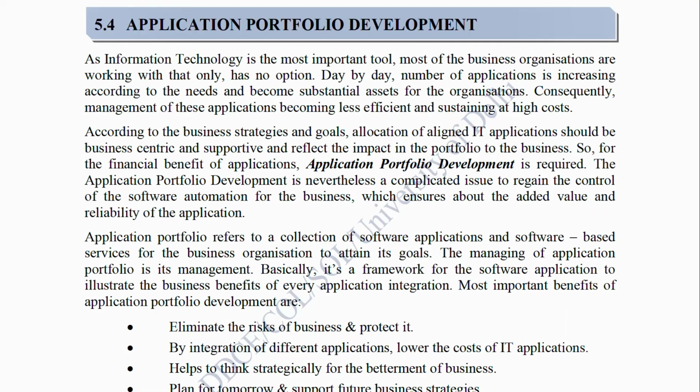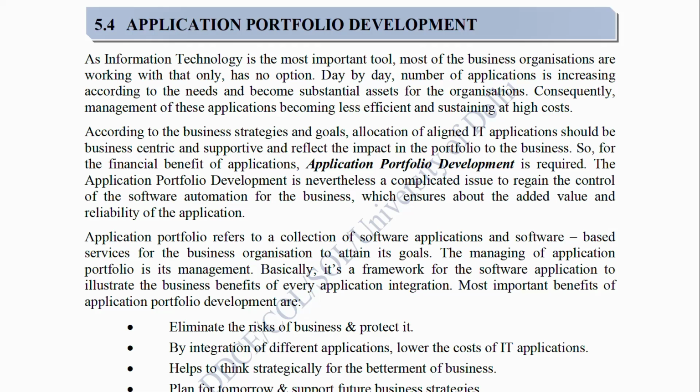5.4, Application Portfolio Development. As information technology is the most important tool, most business organizations are working with it only, as they have no option. Day by day, the number of applications is increasing according to needs and becomes a substantial asset for the organizations. Consequently, management of these applications becomes less efficient and is sustained at high costs.